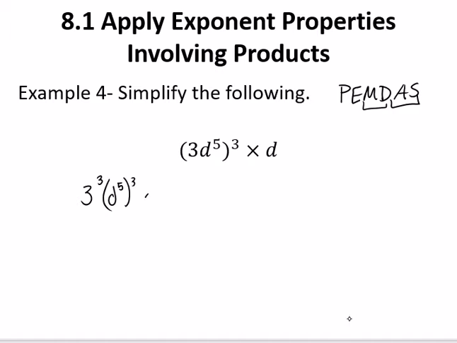And then that's going to be multiplied by another d. So I go ahead and I get 27, and that becomes d to the 15th, because I multiply, it is a power to a power, times d. There is a hidden 1st power, so my final answer right here, that is a product of powers. So I'm going to add my exponents, that is 27 d to the 16th power.